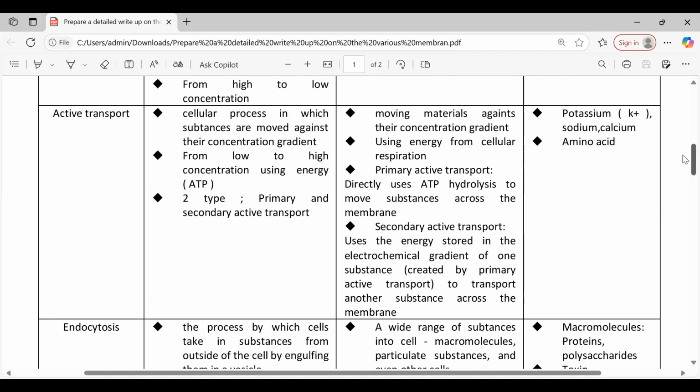Primary active transport directly uses ATP hydrolysis to move substances across the membrane. Secondary active transport uses the energy stored in the electrochemical gradient of one substance, created by primary active transport, to transport another substance across the membrane. Examples of active transport are potassium, sodium, calcium, and amino acids.